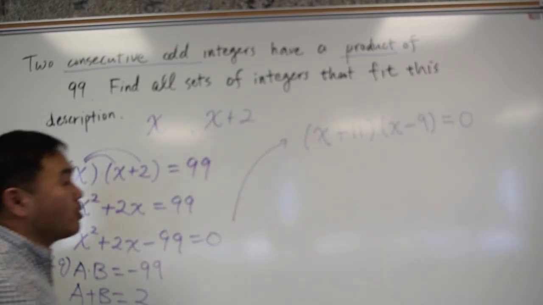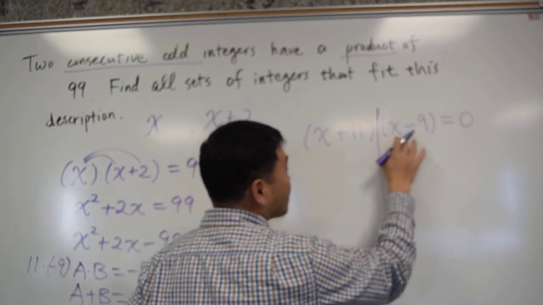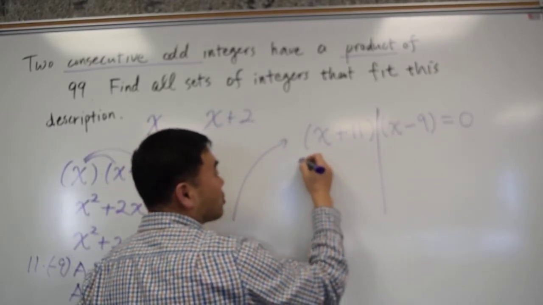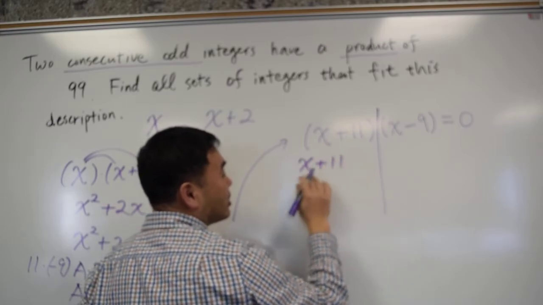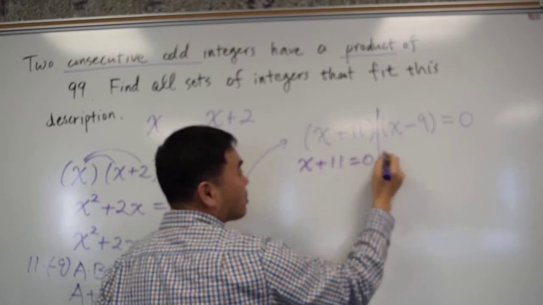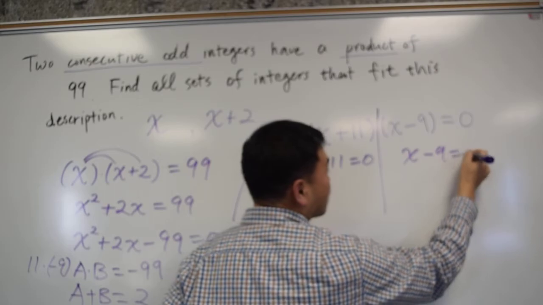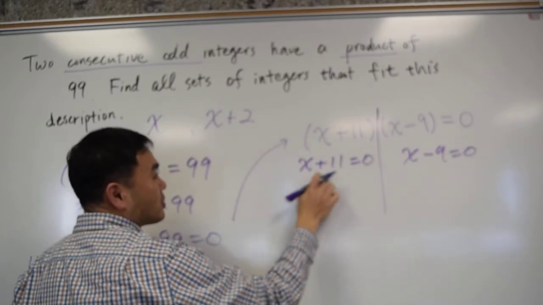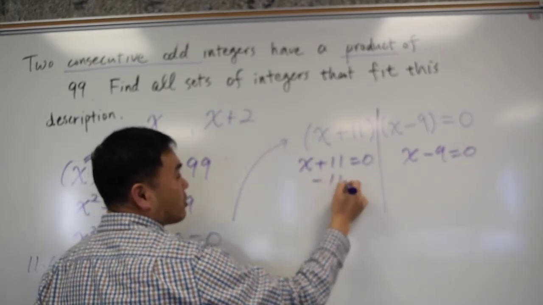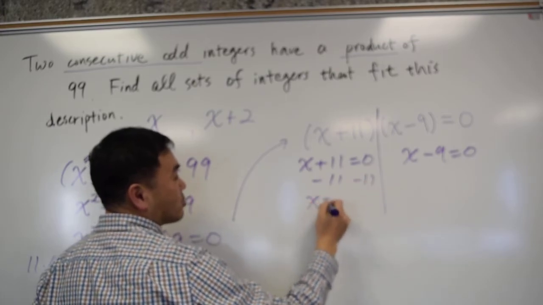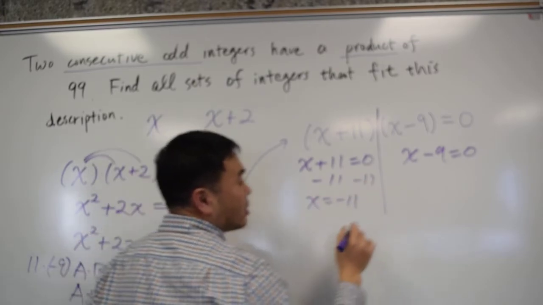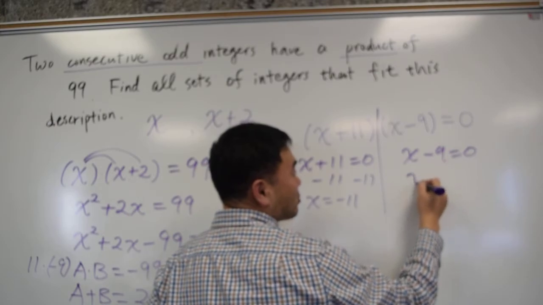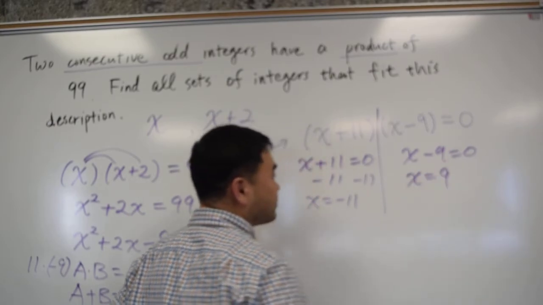Okay, now let's solve it. When you have 2 factors whose product equals 0, that means at least one of them is 0. It's either x plus 11 equal to 0 or x minus 9 equal to 0. When is x plus 11 equal to 0? If you subtract 11 from both sides, you get x equals negative 11. What about this? If you add 9 to both sides, you get x equals 9.